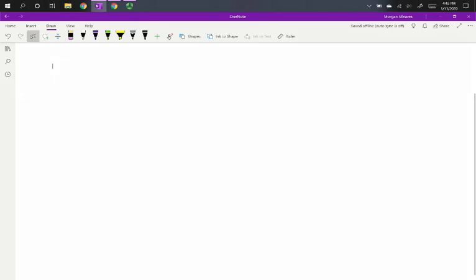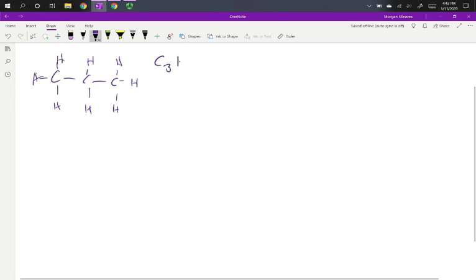And so today we're going to introduce oxygen-containing organic compounds, and we're going to start going through some of the naming for them. If we had, let's say, C3H8, right? So C3H8.